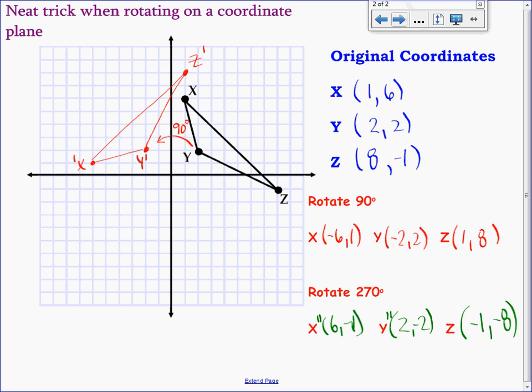So we've got 6, -1, 2, -2, and -1, -8. So that's a 270-degree rotation from the original. Always rotate your textbook, your paper, anything you're rotating counterclockwise. And then jot your new coordinates in the margin, turn the paper back, and graph those points. Any questions?